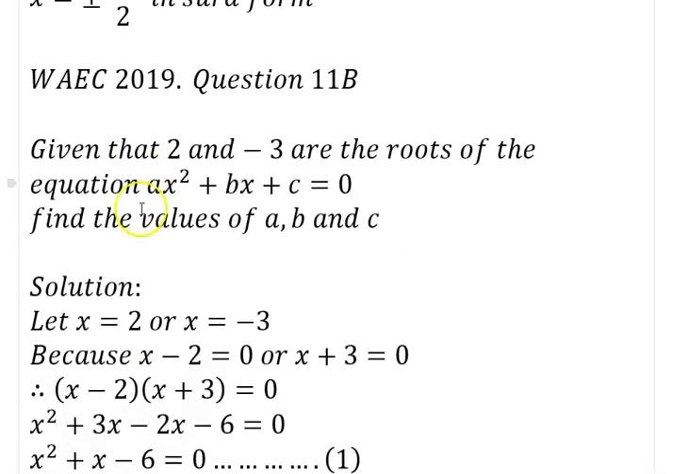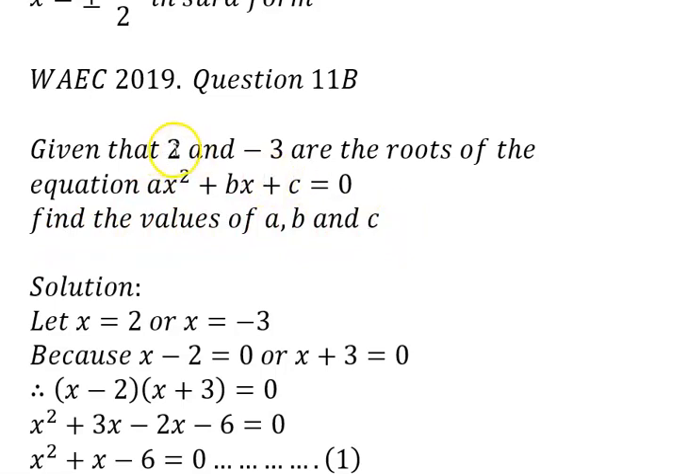WAEC 2019 question 11b. Given that 2 and minus 3 are the roots of the equation ax squared plus bx plus c equals 0. Whenever you see an equation like this, that should tell you that this is a quadratic equation. Find the value of a, b, and c.